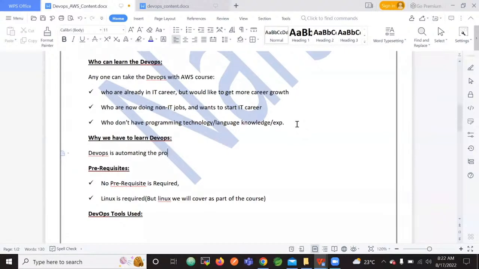DevOps is automating the process of application build. Assume application means your Facebook, your Gmail. Did you observe your mobile applications sometimes ask you to update? When you try to open your mobile application, it asks you to update. That means a new build, a new version, came to your Play Store. Releasing such new versions for customers' usage is deployment. That release is called a build.